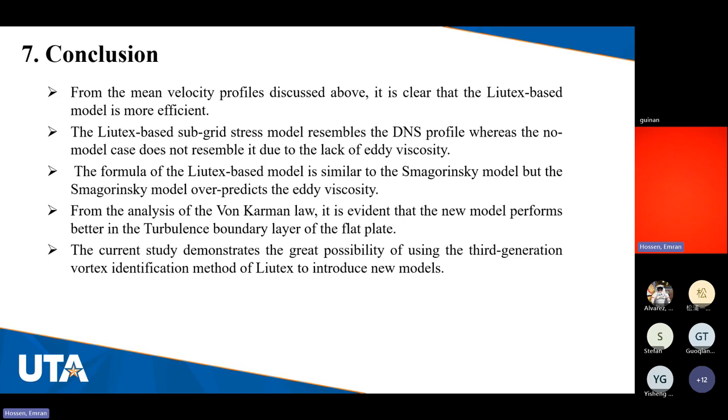Last, the summary: from the mean velocity profiles discussed above, it is clear that the Liutex-based model is more efficient. The Liutex-based subgrid stress model resembles the DNS profile, whereas the no-model case does not, due to lack of eddy viscosity. The formula of the Liutex-based model is similar to the Smagorinsky model, but the Smagorinsky model over-predicts the eddy viscosity. From the analysis of the von Karman law, it is evident that the new model performs better in the turbulent boundary layer of the flat plate. The current study demonstrated the great possibility of using the third generation vortex identification method, Liutex, to introduce new models. So that's all for my presentation.